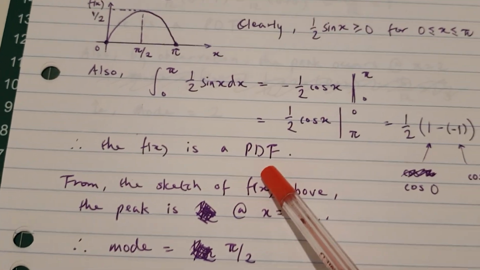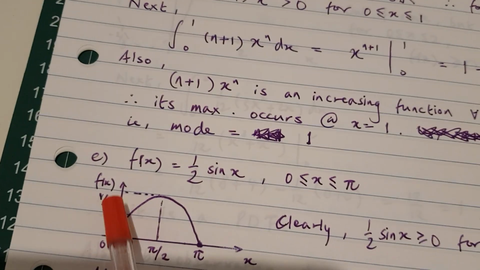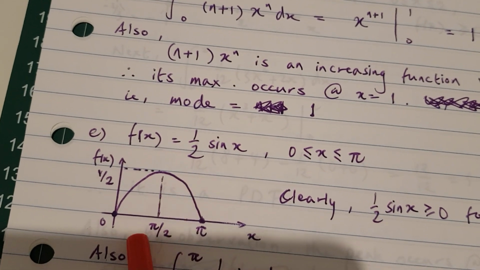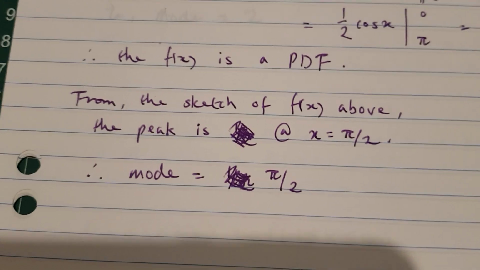Hence, we should be able to find out the mode. Now here, the y value maximizes at x equals pi on 2. So the mode is now pi on 2.